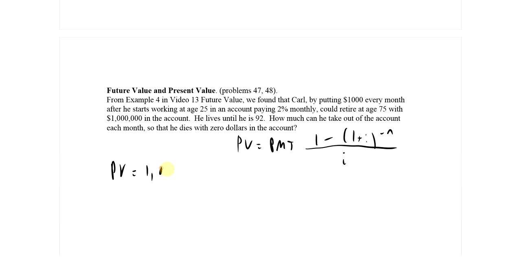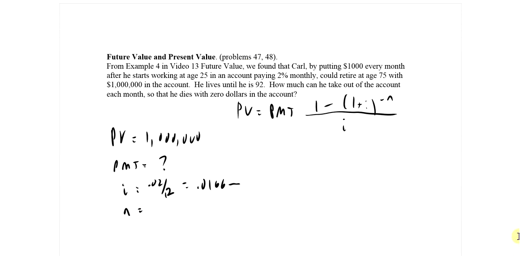He starts with $1 million. Payment, we don't know what that is. i is 2% monthly, so 0.02 divided by 12, that's still 0.0166 dot dot dot. And n, if you're living from 75 to 92, that's 17 years times 12, so n is 204. Plug everything in.